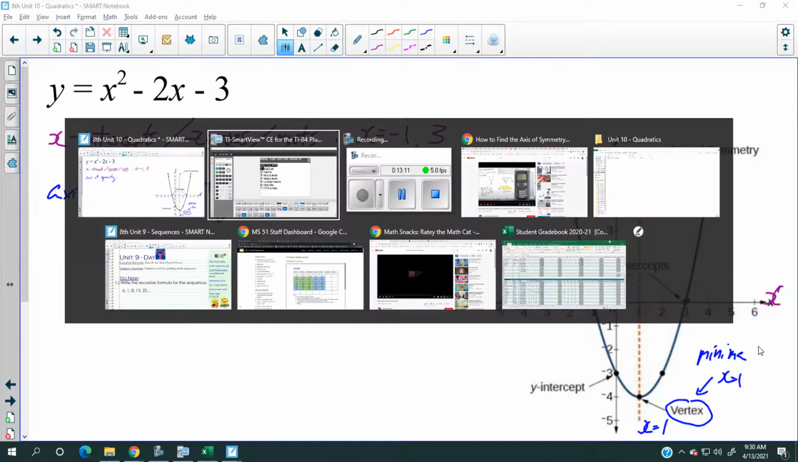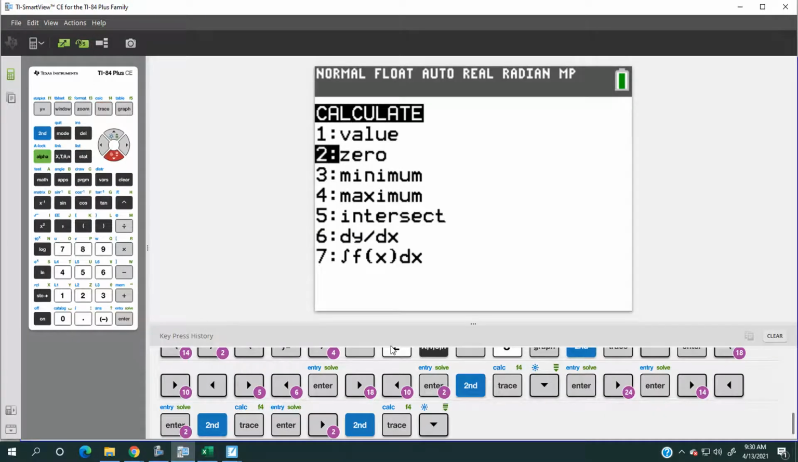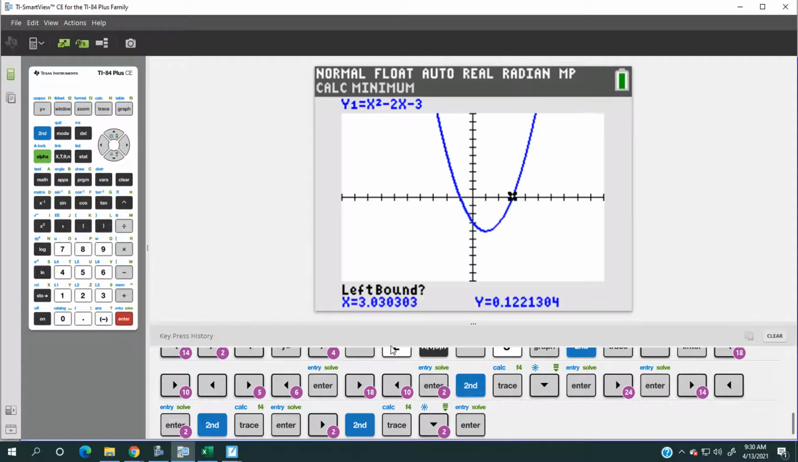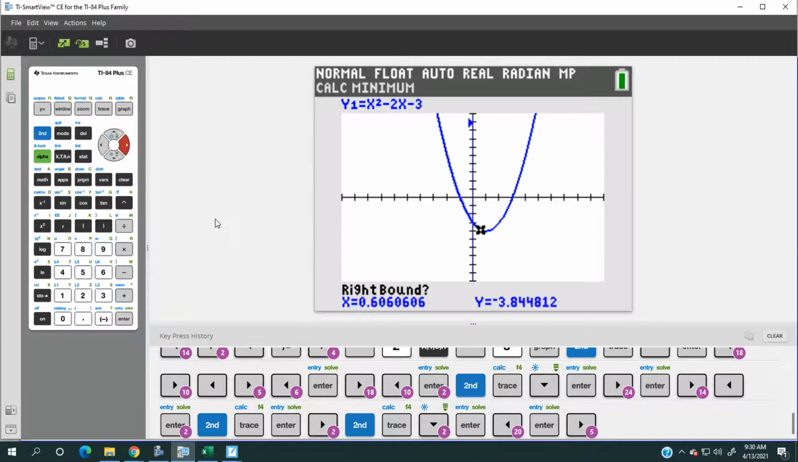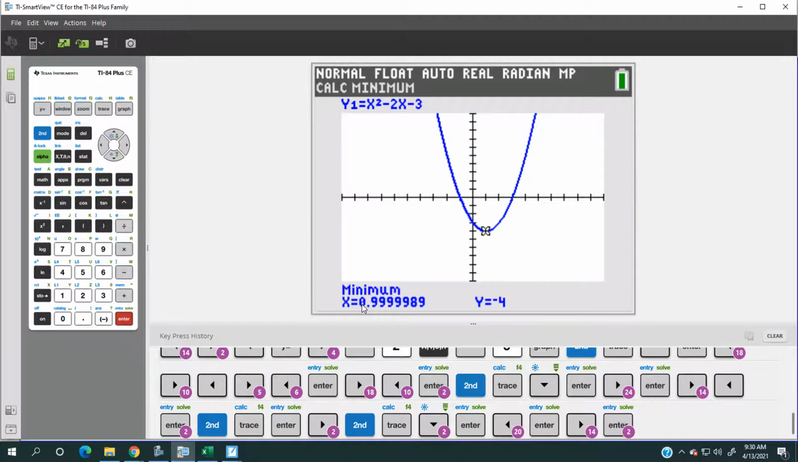So I'm gonna go to the calculator and go to minimum, press enter. And then we're gonna do the same thing again. We're gonna do the left bound, right bound thing. Except this time, the focus is on the minima, the lowest point of this parabola. So I'm just gonna press enter here because I'm on the left side of the lowest point. Now I'm gonna go to the right side of the lowest point. Guess, boom. The minimum, it's 1. So x is equal to 1.